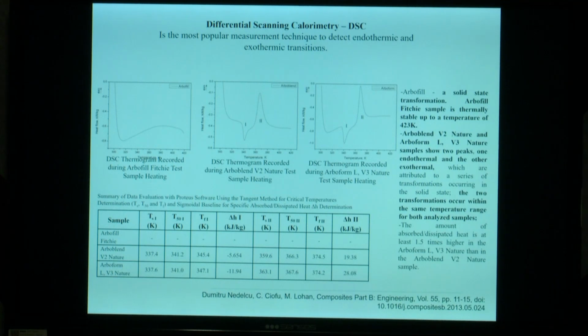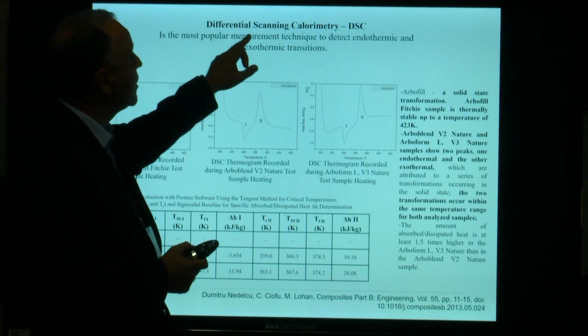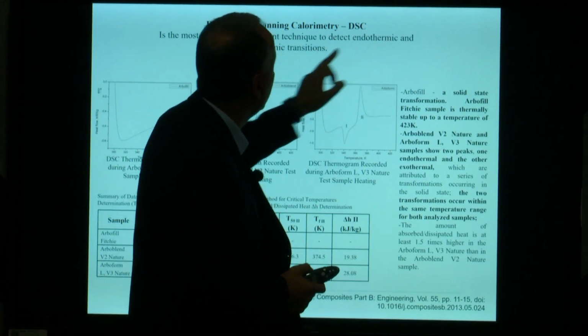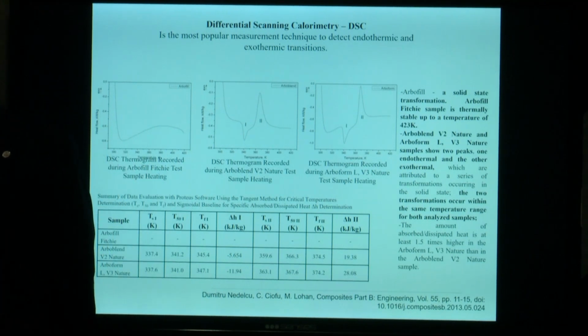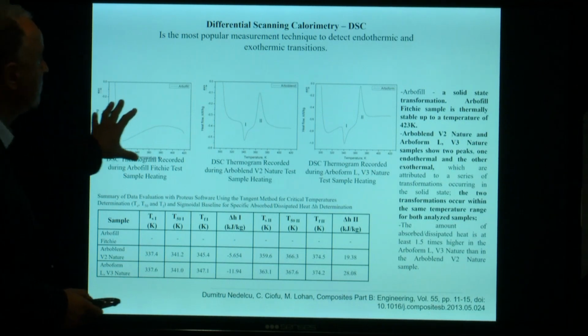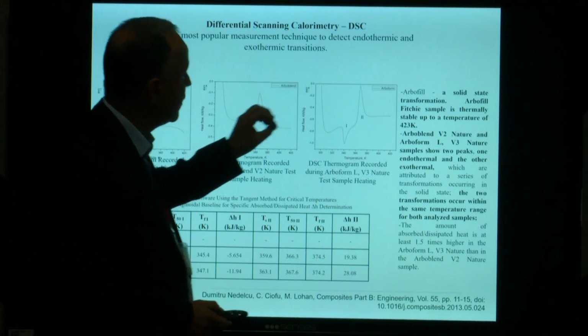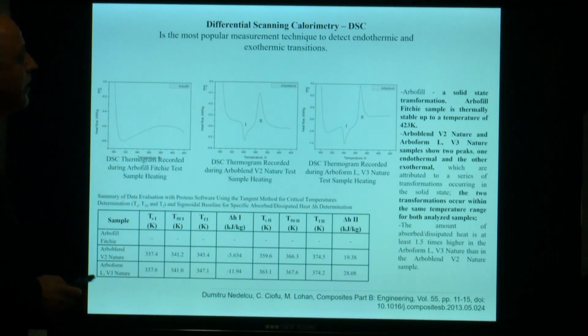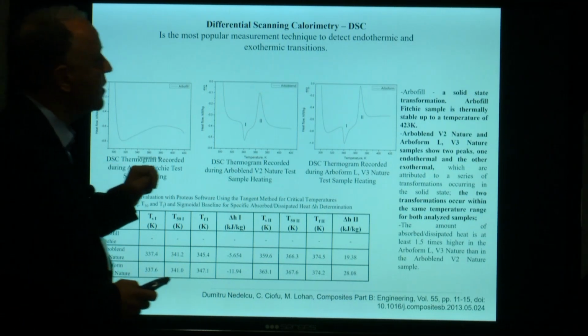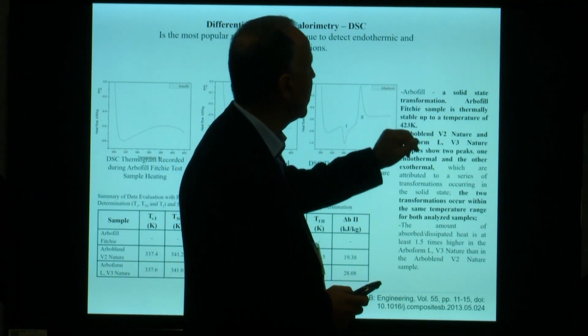DSC analysis, differential scanning calorimetry, as you already know, is the most popular measurement technique to detect endothermic and exothermic transitions. So it's important to know the endothermic and exothermic transitions for the material. The first recorded thermogram is for arbophil, the second for arboblend V2 nature, and the third one for arboform LV3 nature.